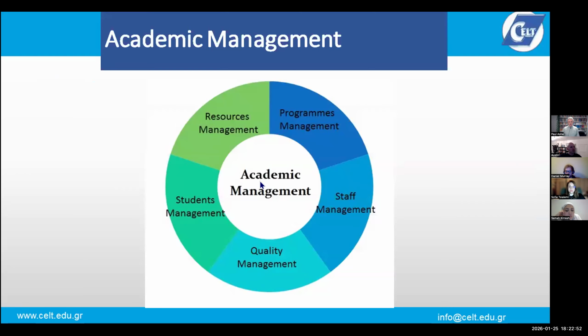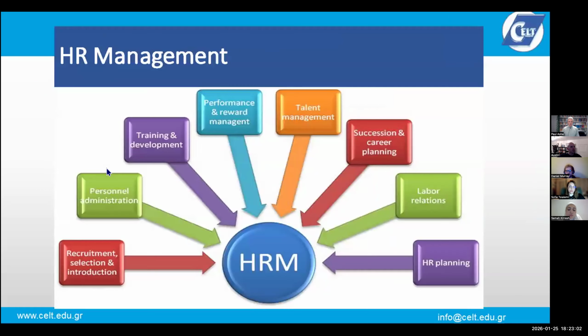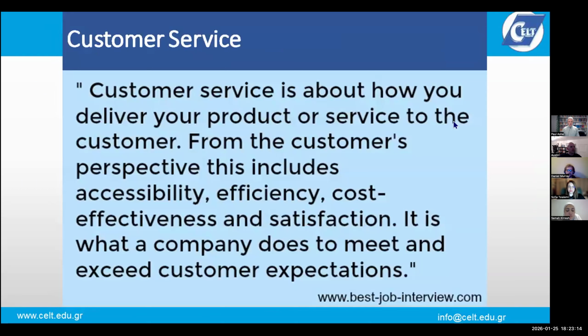Again, just a quick review of the different areas that each specialism involves. There's quite a lot there for HR, so human resource management. Got customer service, let you read the definition of that.